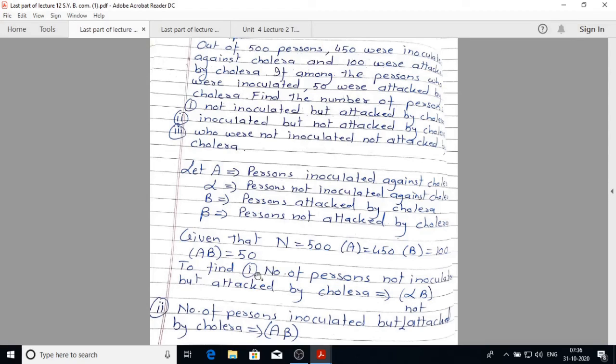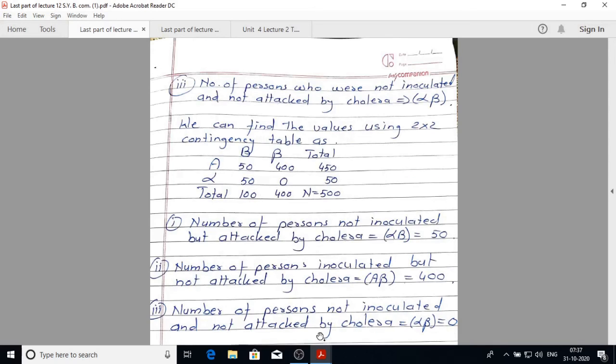We have to find first part of the problem, number of persons not inoculated but attacked by cholera. It means alpha B. Second part of the problem, number of persons inoculated but not attacked by cholera. It means A beta. Third part of the problem, number of persons who were not inoculated and not attacked by cholera, which is nothing but alpha beta.